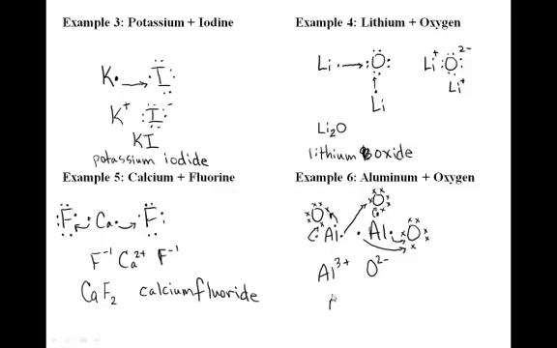How many aluminums did we use? We have 2 aluminum and 3 oxygen. So we write the formula to show 2 aluminums and 3 oxygens. And how do we write the name? Aluminum goes first, and then oxide for oxygen. So we are just changing the ending to IDE. That's very easy.